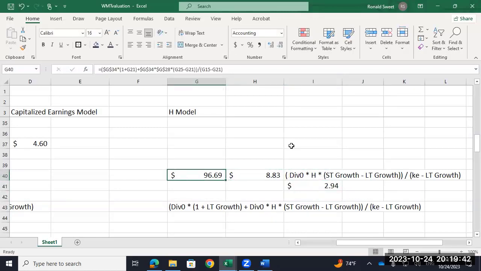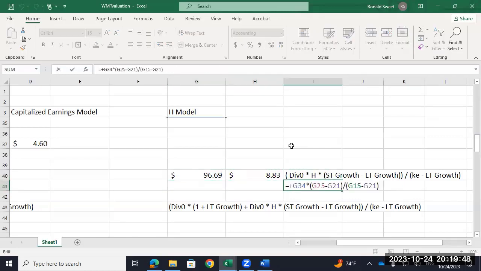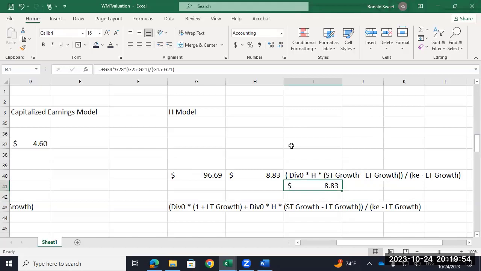G15, G30, 21, 34, 28. Ah, there's my problem. I forgot to multiply by G28. Does that get us closer? I forgot to multiply by the H. All right, so 8.83, so I know it's correct.